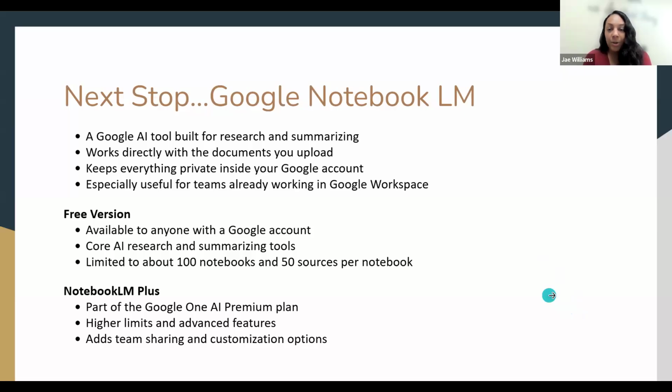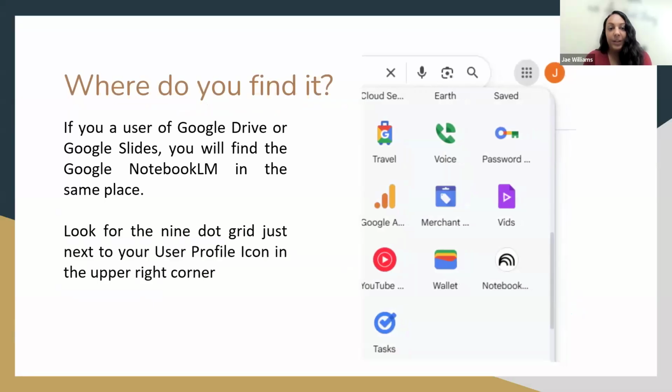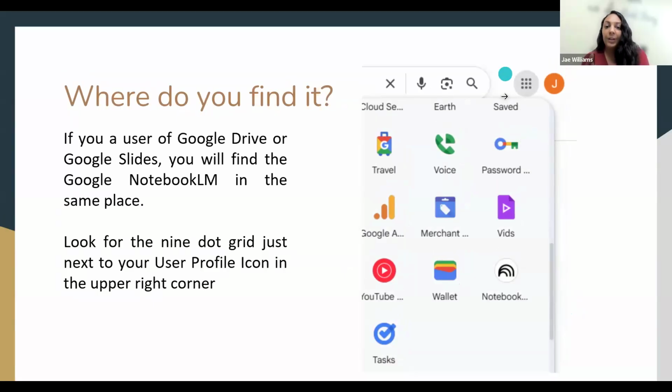All right, so where are you going to find it? If you're already using Google Drive or Google Slides, you can find it in the upper right-hand corner with your existing tools. You'll look for the nine-dot grid and just use the little scrolly bar to find it. It's towards the bottom, and it kind of looks like a colorless rainbow. It's a very sad rainbow.